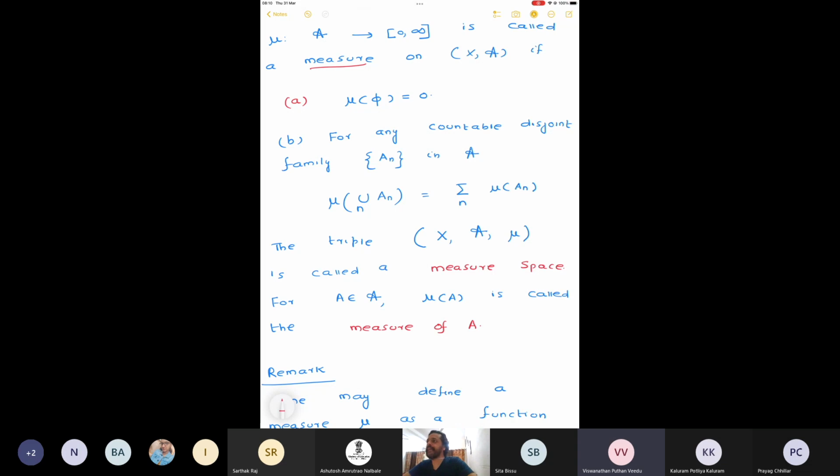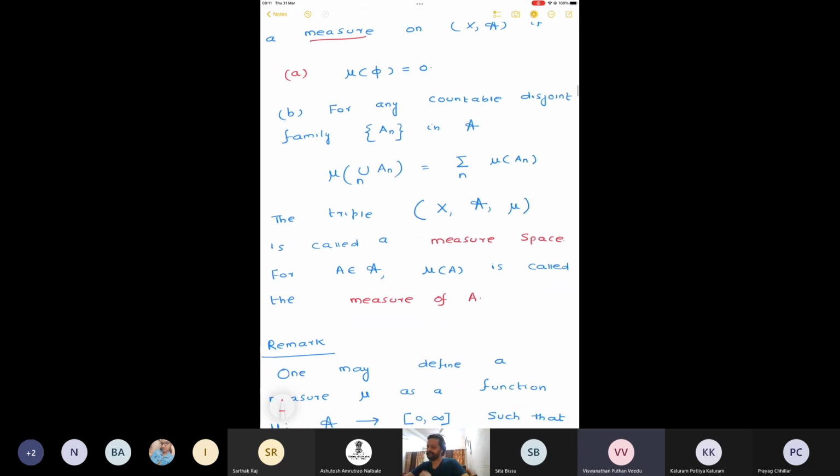And once you have a measure, the triplet is called a measure space. X, sigma algebra, and a function mu satisfying this condition is called a measure space. And that mu, the function, is called measure. Is that okay?